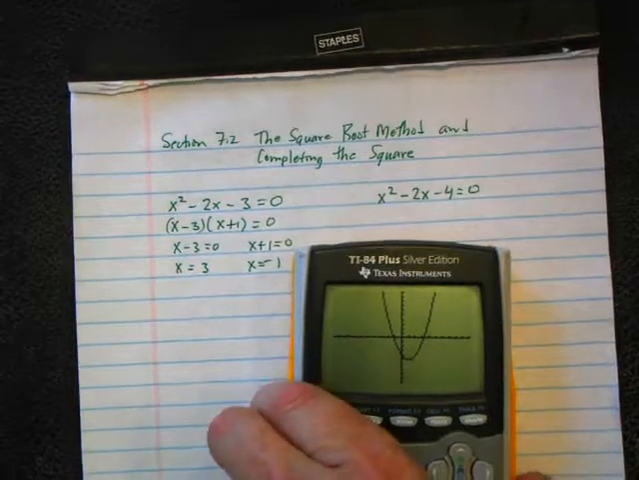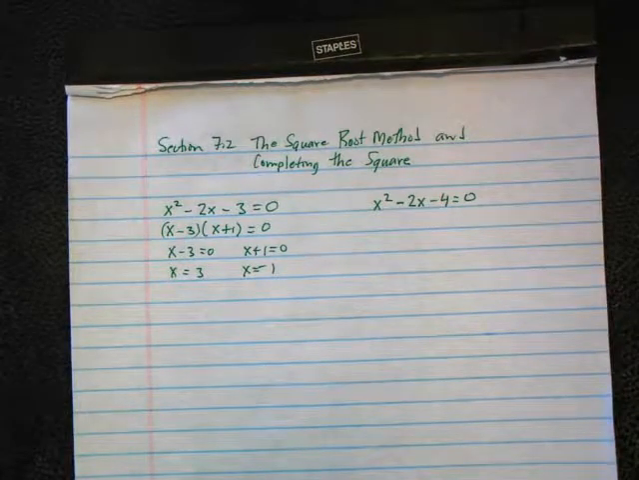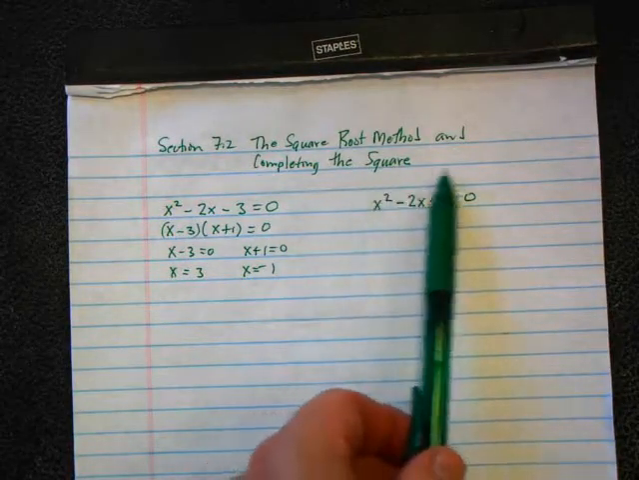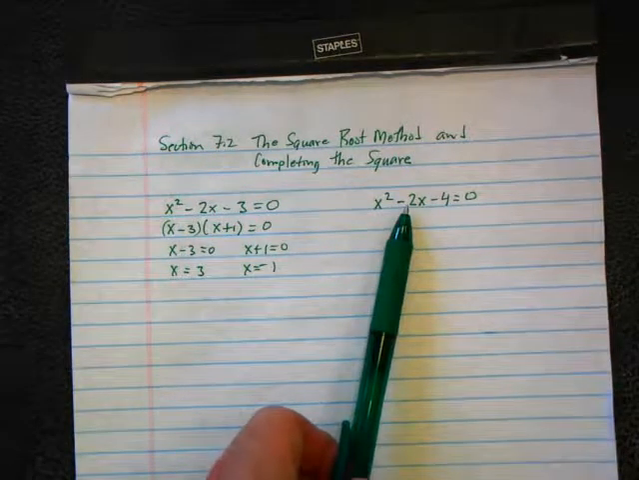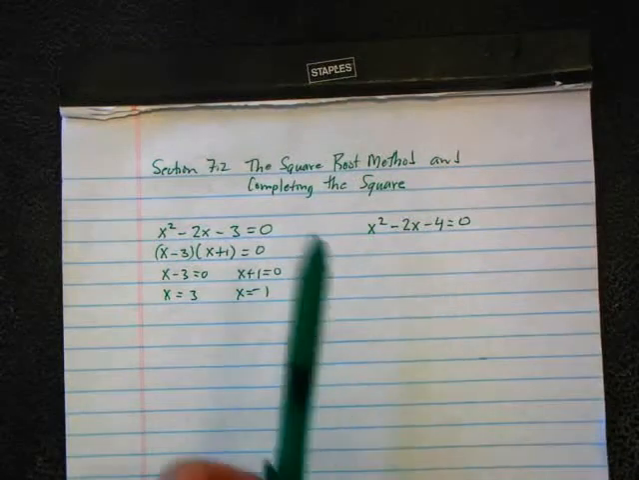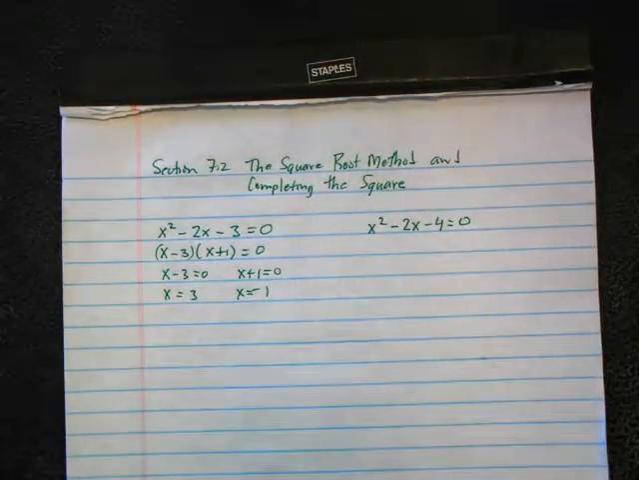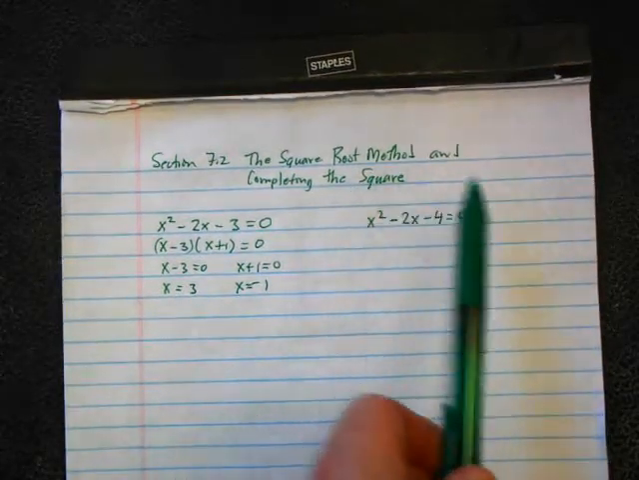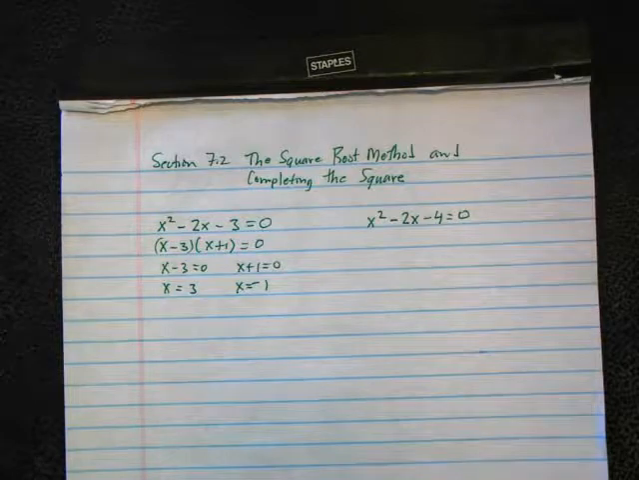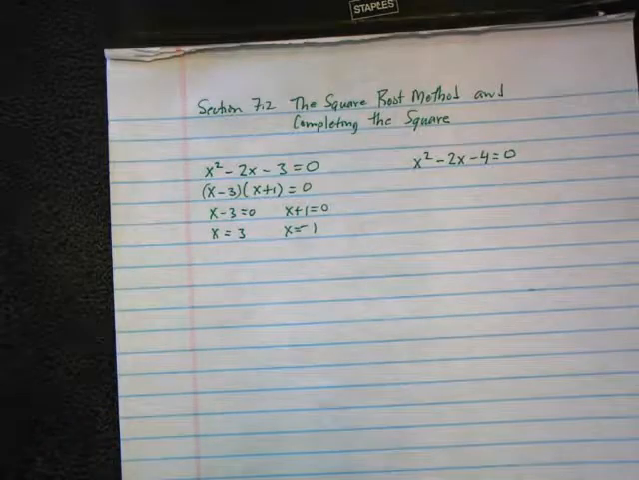So what we're going to learn over the next couple days is how do we solve equations like this when they don't factor? And today we're going to look at two different methods. We're going to look at the square root method, and then we're going to look at a different method called completing the square. So before the day is over, we will actually be able to solve this equation. But before we do that, we've got to talk about the square root method.